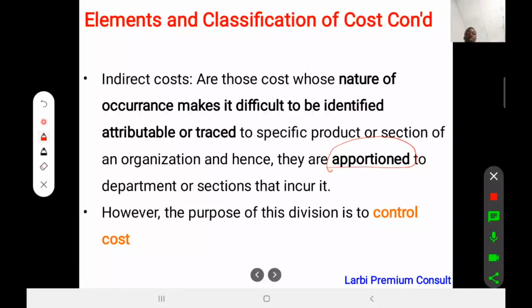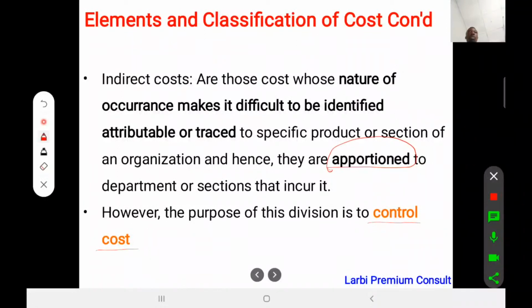So let's take it. With the indirect costs, they are most of the time apportioned. They are apportioned to the department or section that incurred it. So that is that. And why do we engage in this division? We engage in division for the purpose of controlling costs, so that we are in line with what management has planned for the future. So there wouldn't be any deviation. That's what we call the control of cost.